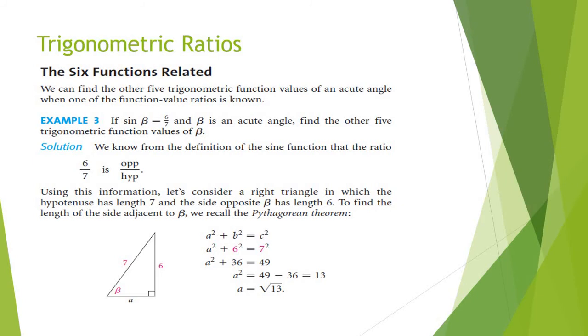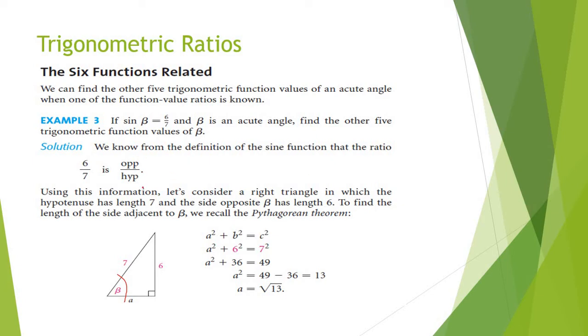Now next is the six functions related to trigonometric ratios. Say for example we're going to find other trigonometric functions of your triangle. In the given example, beta is your angle here, in which the given value is 6 over 7, and beta is an acute angle. So find the other 5 trigonometric functions. How are you going to do this one?